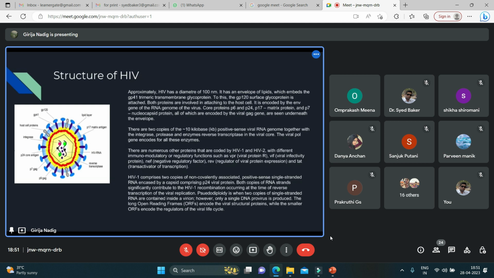3 enzymes important to the virus life cycle, reverse transcriptase, integrase, and protease, are also within the nucleocapsid.